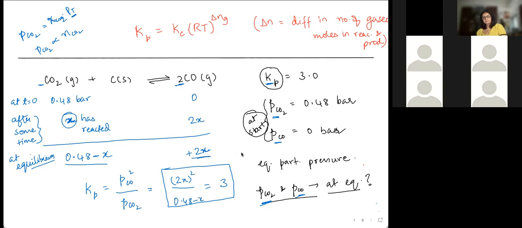Ma'am, could you also tell me again, how did you get P squared CO by PCO2? How did you get that? How do you write Kp, Kc values? What is the formula of Kp? Oh, okay. You just did that. All right. That is the equilibrium constant. I thought you took a mole fraction or something.